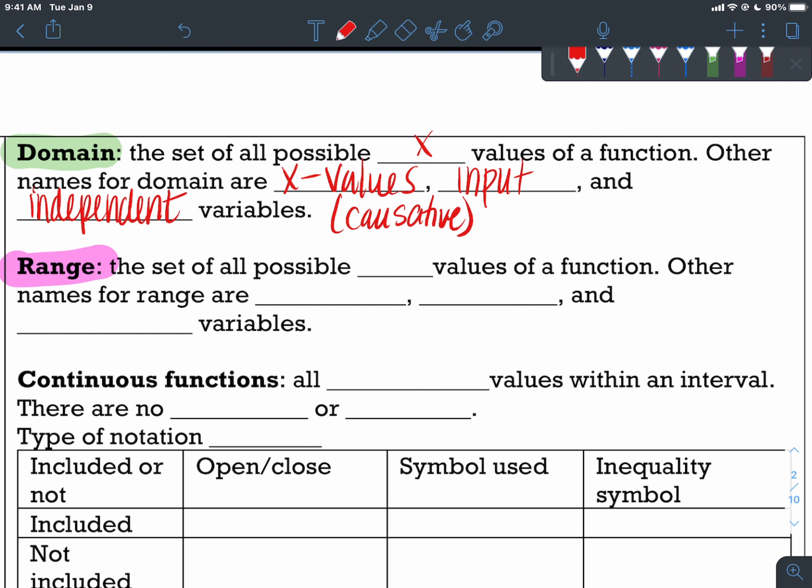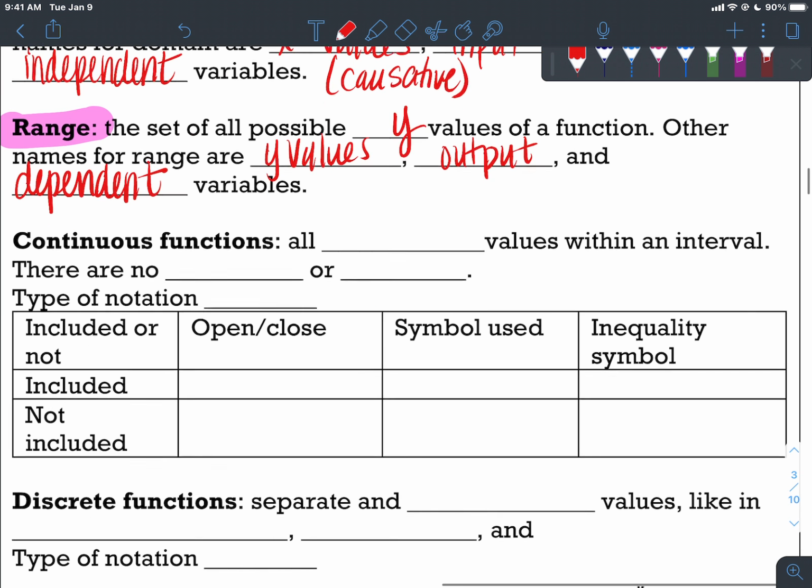Range, the set of all possible y values of a function. Other names for range are going to be y values, output, and dependent.